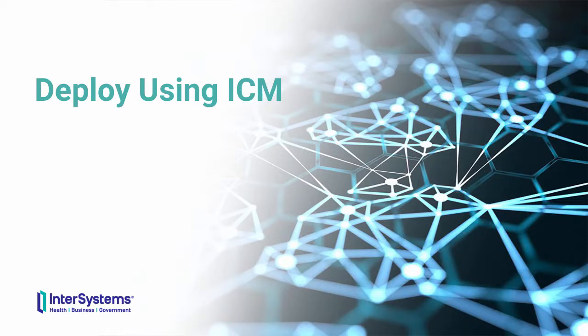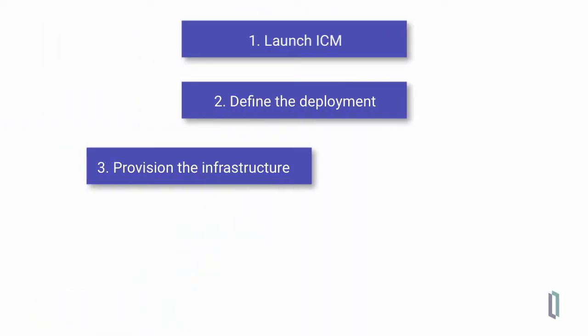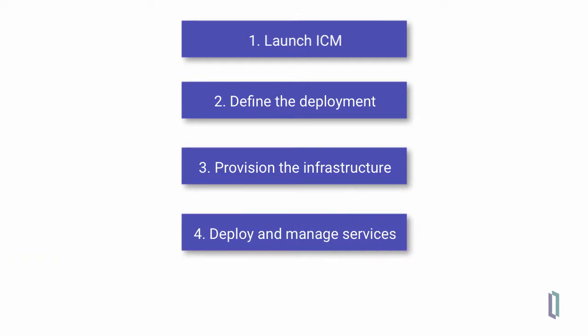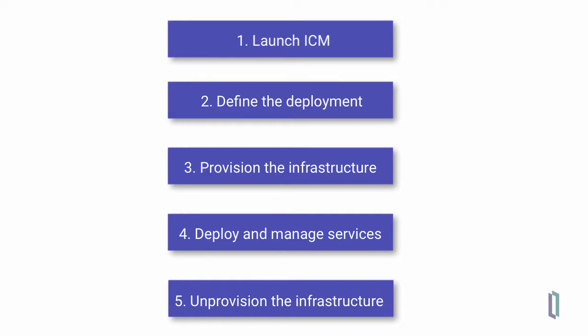Deploying a sharded cluster using ICM involves 5 stages: launch ICM, define the deployment, provision the infrastructure, deploy and manage services, unprovision the infrastructure. In this video, we will walk through each step in turn.